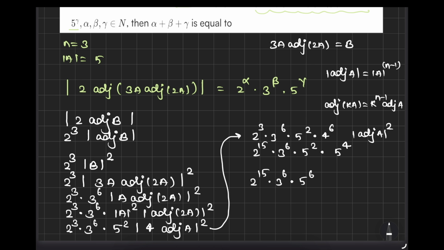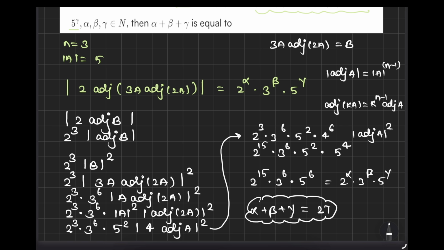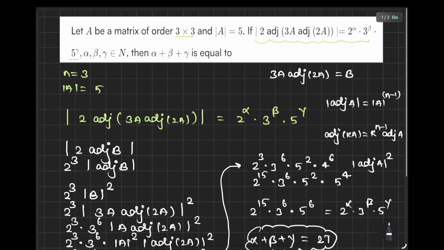Okay. So you guys can compare 2 to the power alpha, 3 to the power beta, and 5 to the power gamma. So alpha becomes 15, beta becomes 6, gamma becomes 6. So alpha plus beta plus gamma will become 27. Okay. Therefore, the required value becomes 27.